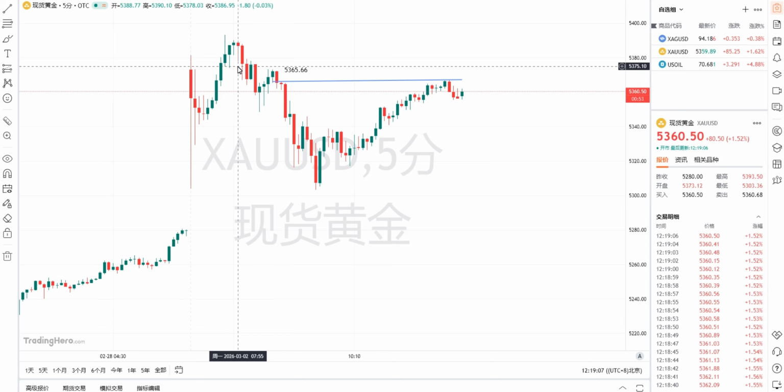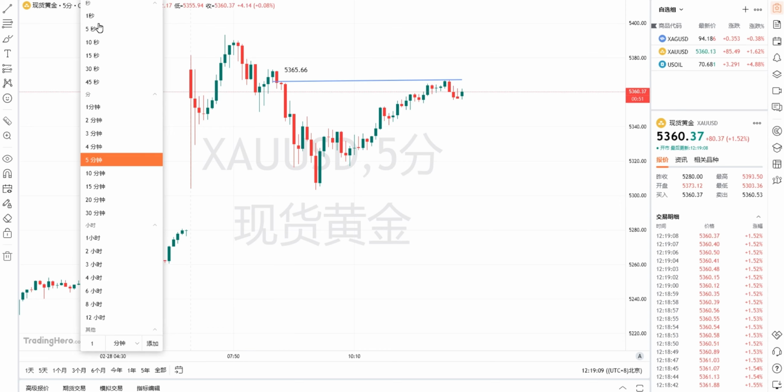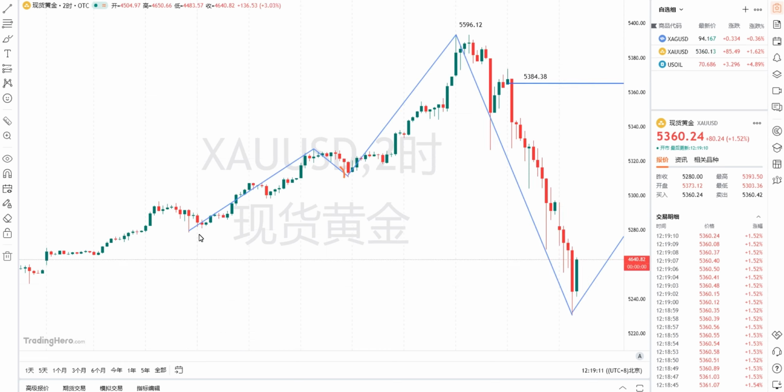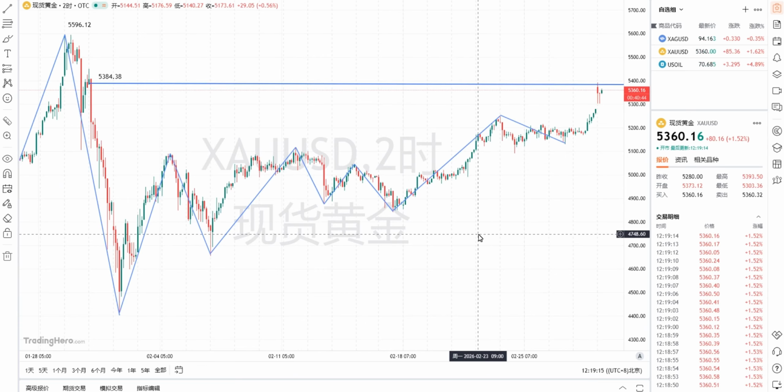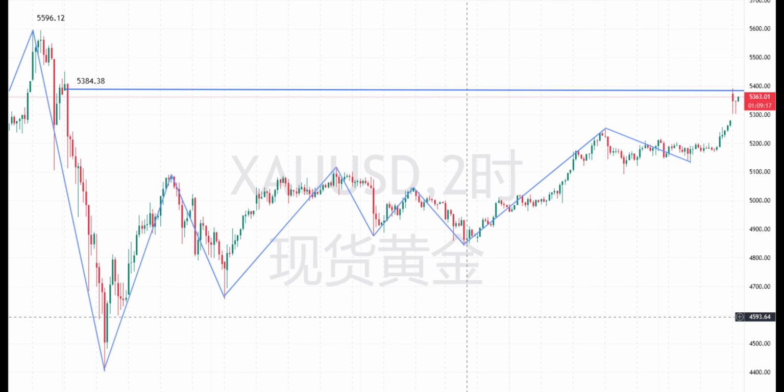5-minute chart, consolidating. Let's look at the 2-hour chart. On the 2-hour chart, there are two resistance levels, 5,426 and 5450. Then patiently wait for the European market session. That's all for the operation analysis.